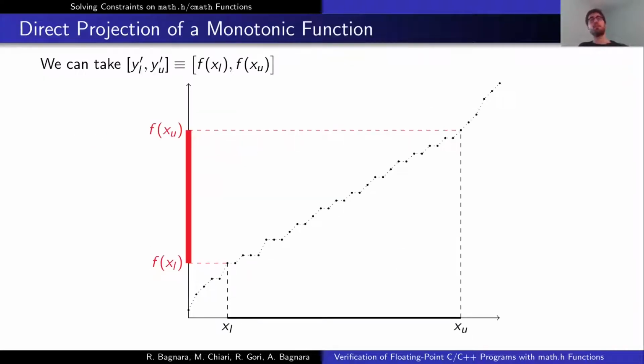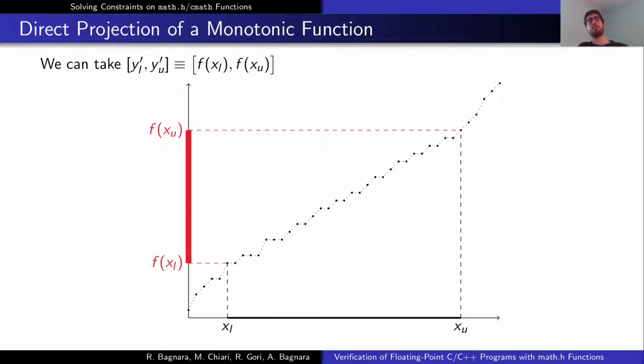So how can we make these projections? Well, since most of these functions are monotonic, the exponential is monotonic. For example, if we need to find a direct projection, so we infer the values for the output from those of the input, we can just compute the function on the bounds of the input domain.